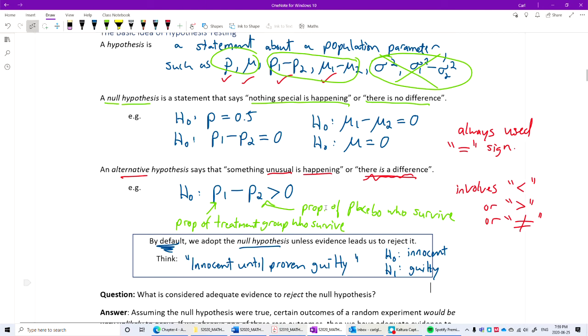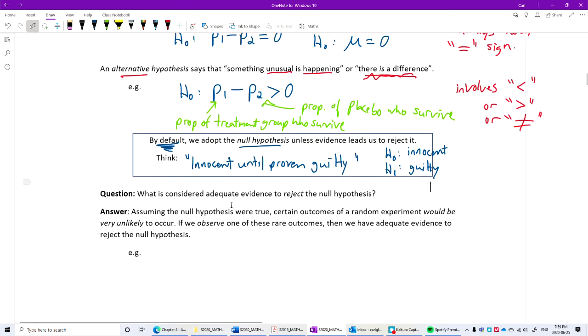Okay. Now, question: what is considered adequate evidence to reject the null and say, no, you're not innocent, you're guilty? Or, no, the drug isn't the same as a placebo, it's better than a placebo, right? What's the bar there for what counts as adequate evidence? Okay, this is tricky, but let's try to do this.